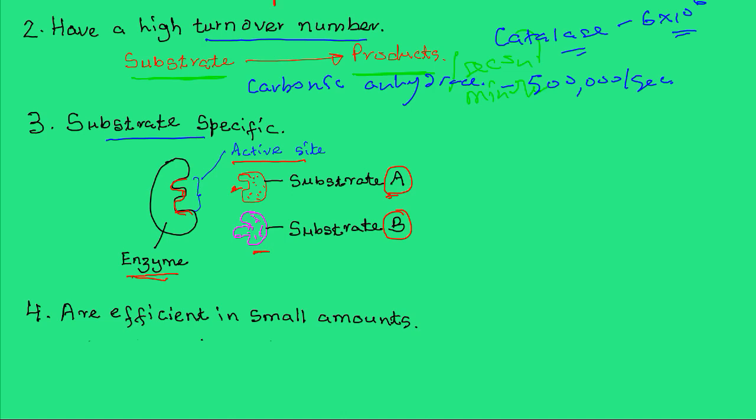So for example, the enzyme sucrase will only act on sucrose but not maltose or lactose because of the enzyme specificity, which is determined by the shape of the active site.